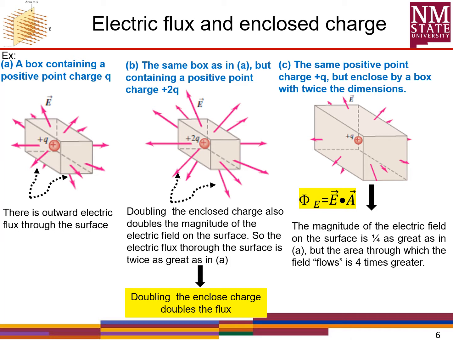So that means here in the denominator we have 4 and in the numerator we have another 4, and the 4 in the denominator cancels with the 4 in the numerator, and then we get the same flux, E times A. So doubling the box dimensions does not change the flux. That is very important. From here to here, we have the same flux for A and C. The flux in case A is equal to the flux in case C.